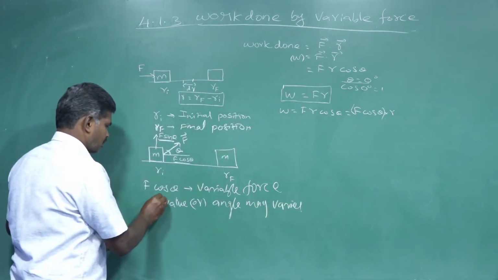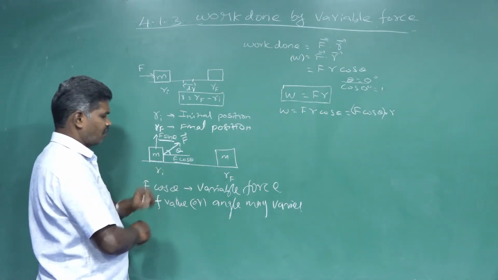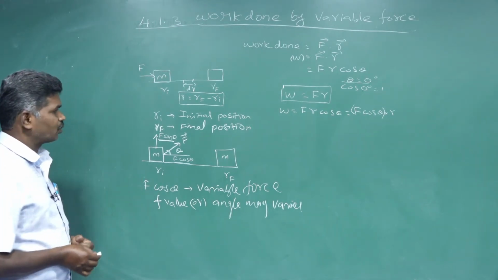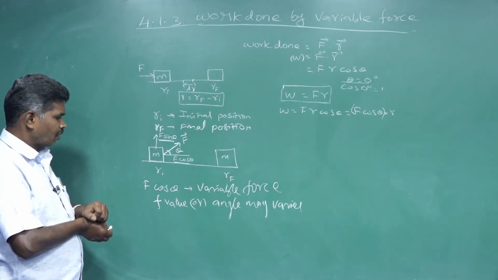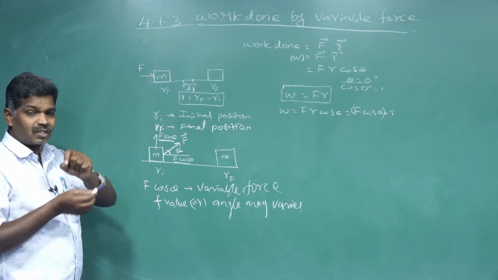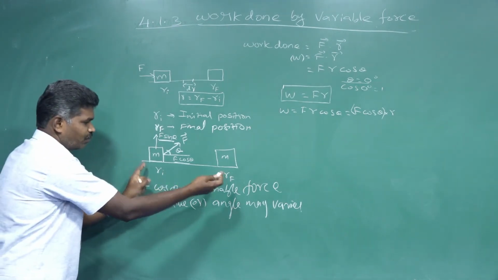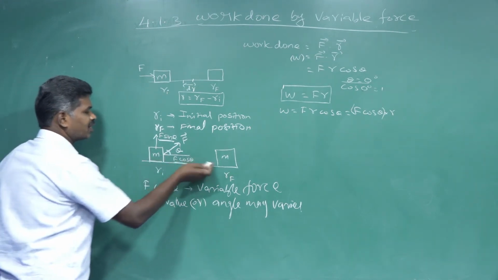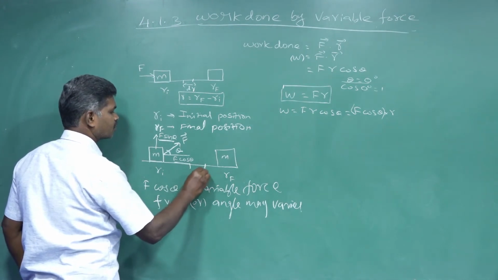Either the force magnitude or the angle may vary, or both quantities may vary. At an instant, we want to see a small amount of work done within the total work done. For that purpose, between the initial and the final position, we are going to take a small distance.